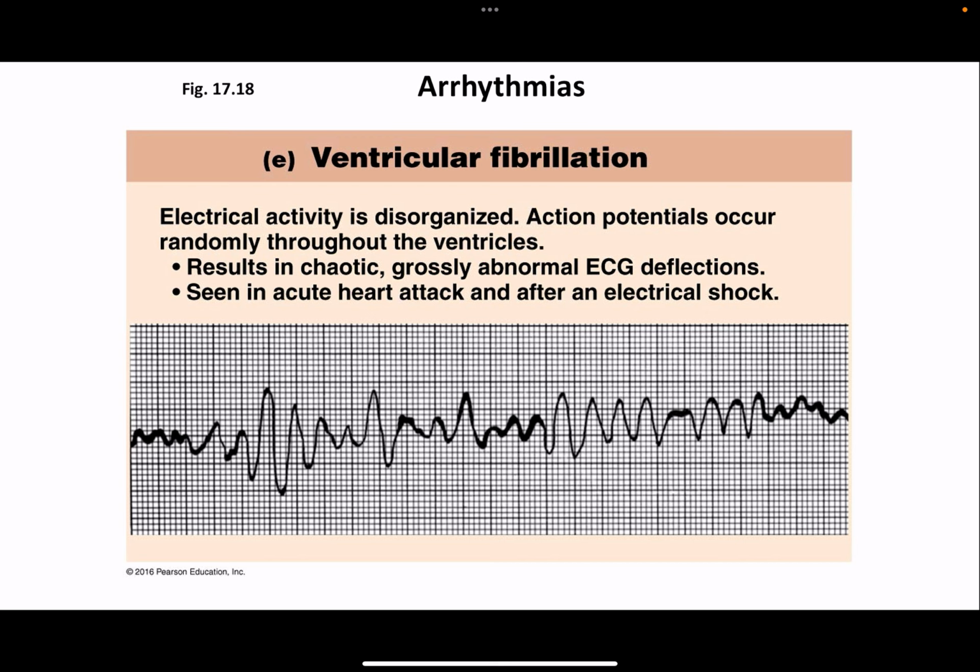Our last ECG is ventricular fibrillation. This electrical activity is disorganized. Action potentials occur randomly throughout the ventricles. This results in chaotic, grossly abnormal ECG deflections or readings. And so we'll see ventricular fibrillation like this in an acute heart attack or somebody who's just experienced an electric shock. So this is just chaotic ventricular activity. And this is when they may use a defibrillator to reset the heart and get it back on its normal pacing.